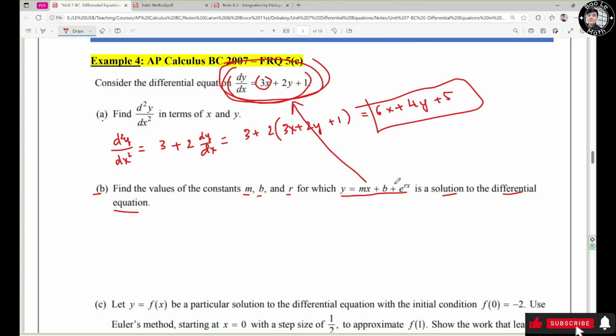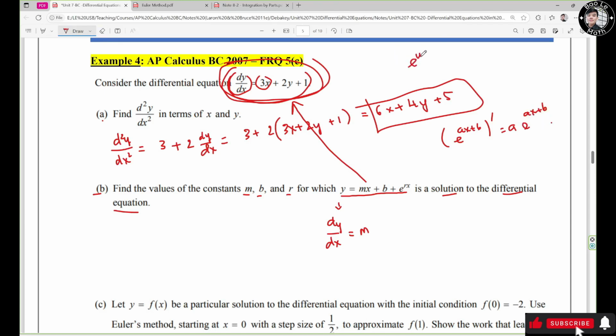You're going to check the derivative of this one first because we have dy over ds right here. So dy over ds equals, take the derivative of this one with respect to s, so it could be m. Derivative of b equals 0. Derivative of e raised to the rs plus b is going to be r times e raised to the rs.